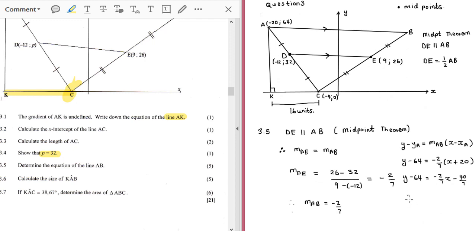Okay, so then therefore y is equal to negative 2/7x, and then minus 40/7, right, plus 64, that gives you positive 408 divided by 7. Okay.